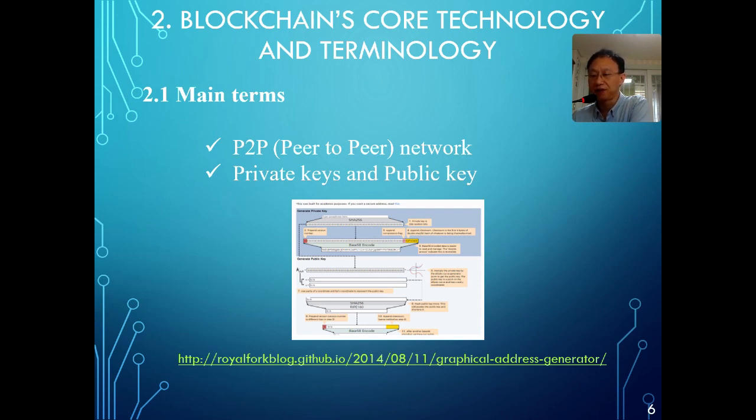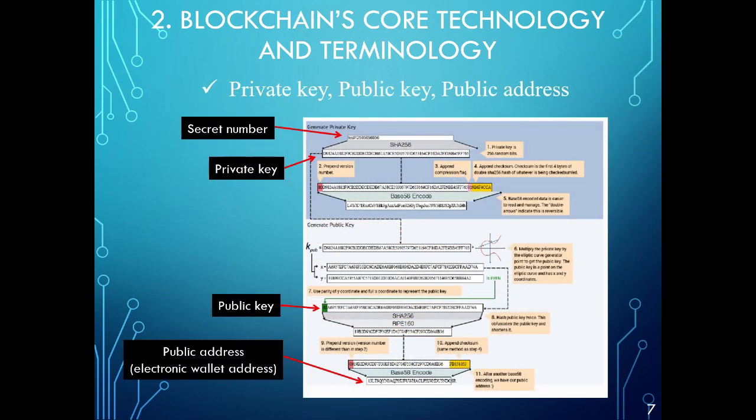A private key functions as a password to grant and certificate users access to the blockchain system, whereas a public key is used to ensure an anonymous and secure transaction. Figure illustrates this process, and the following website addresses the creation principle further. This figure graphically explains the principle of generating a private key, public key, and a public address.